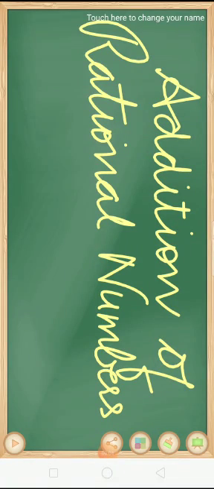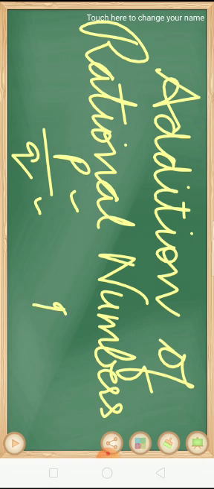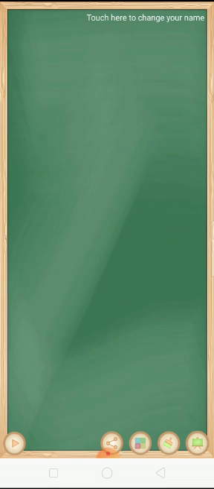I am back with another video in which we are going to do addition of rational numbers. In this video, we will study how we have to add rational numbers. As you all know, rational numbers are the numbers which are in the form of p upon q, where p and q are integers and q is not equal to 0. That is, the denominator is not equal to 0.